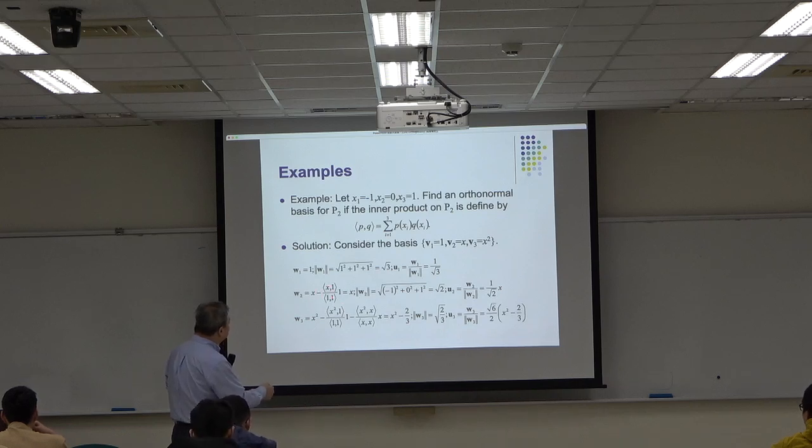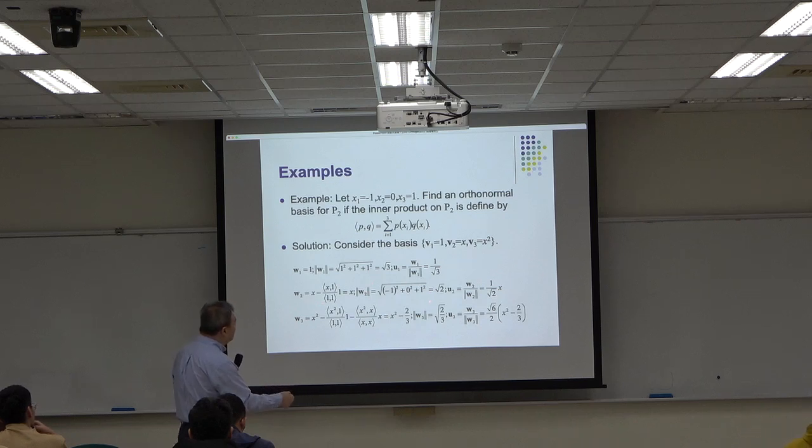That gives us X, because the numerator is 0. So the result is X. So W2 will be this one. The length of W2 will be this one.